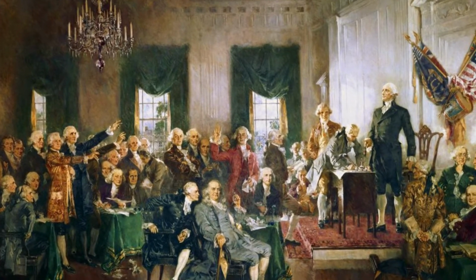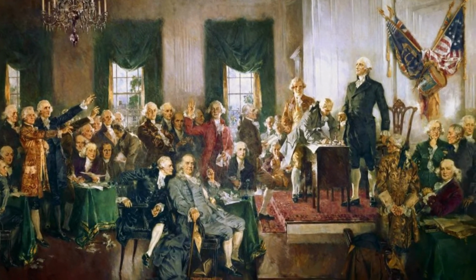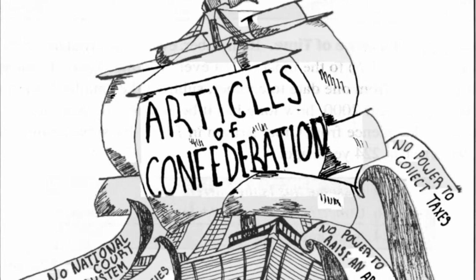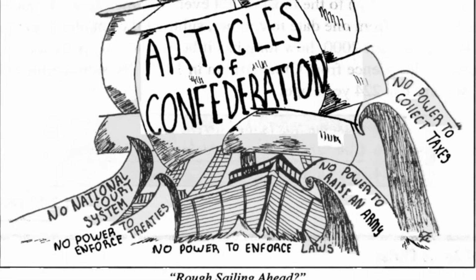Before we start talking about the Constitution of 1787, we want to look at that critical period of American history when we were actually governed by a document called the Articles of Confederation.